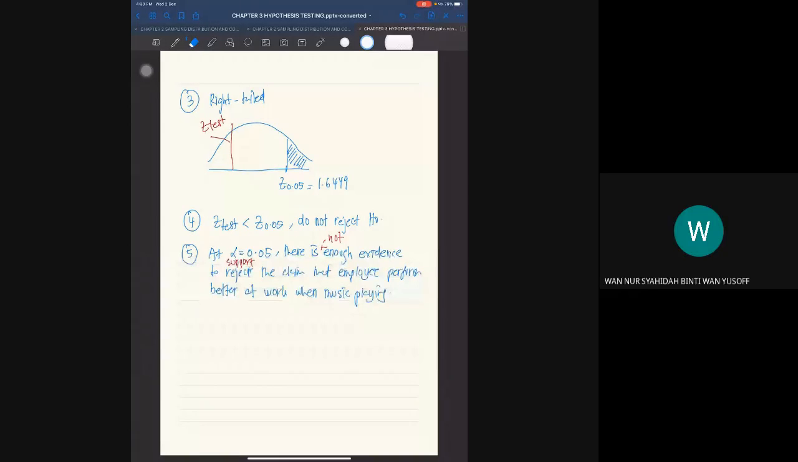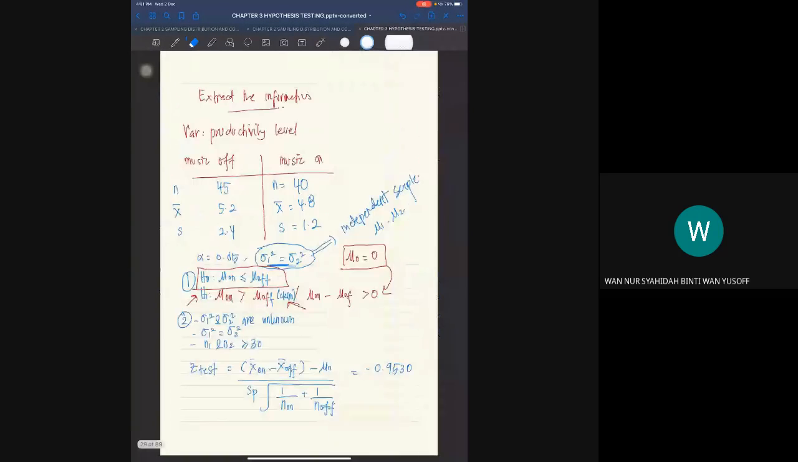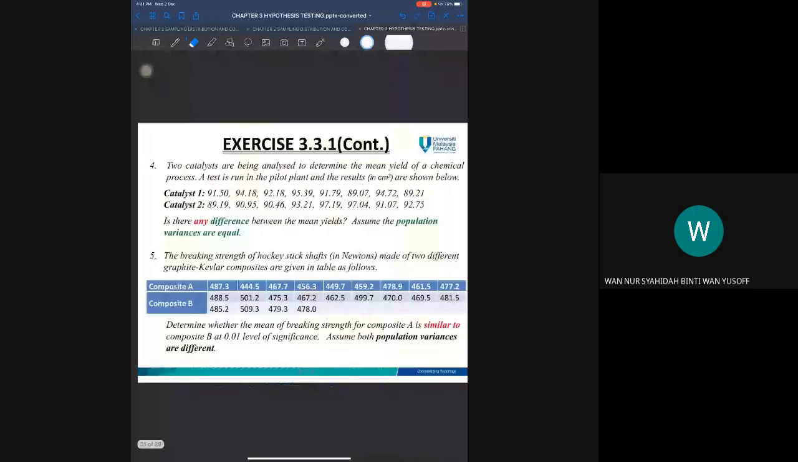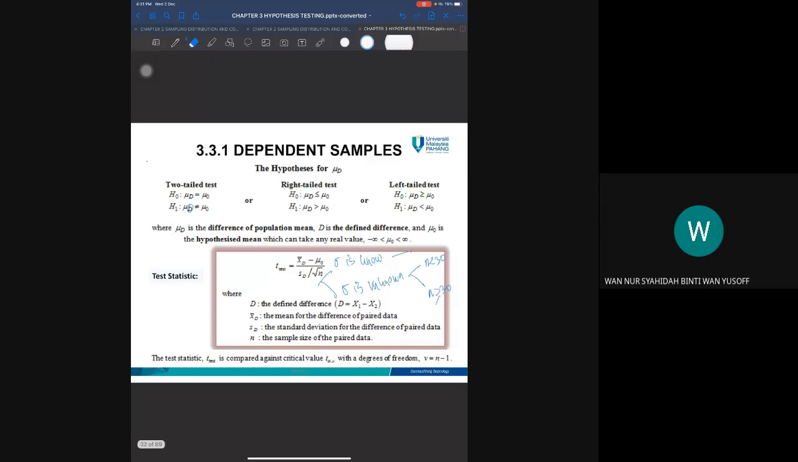Based on what you conclude here, you as a manager, you must not turn on the music during the working hours. Okay. So we go to the dependent sample.